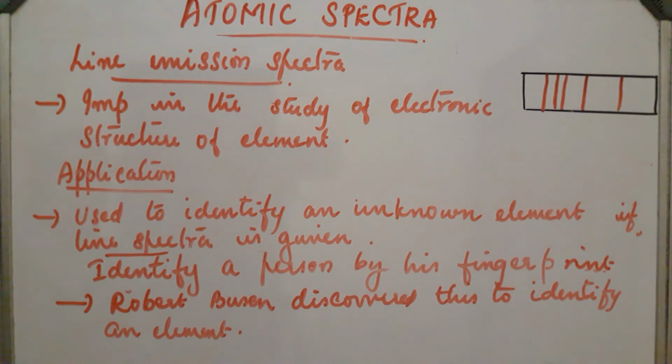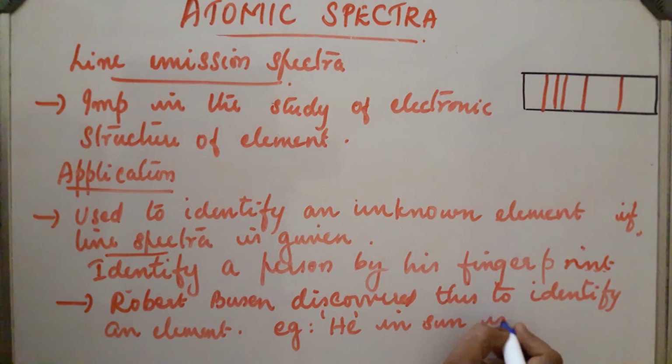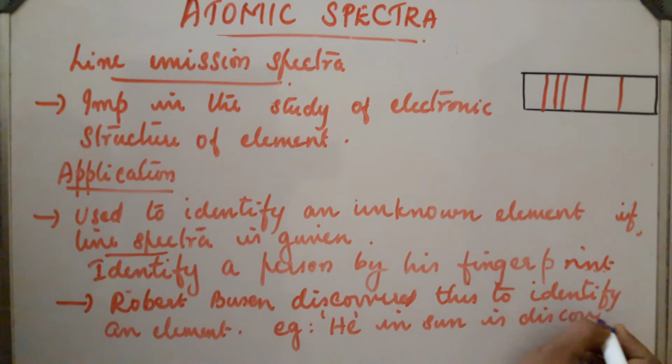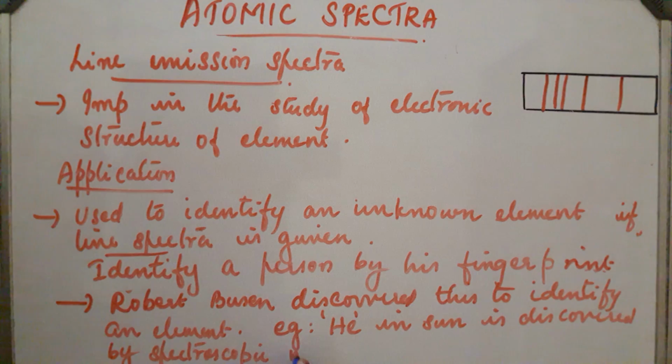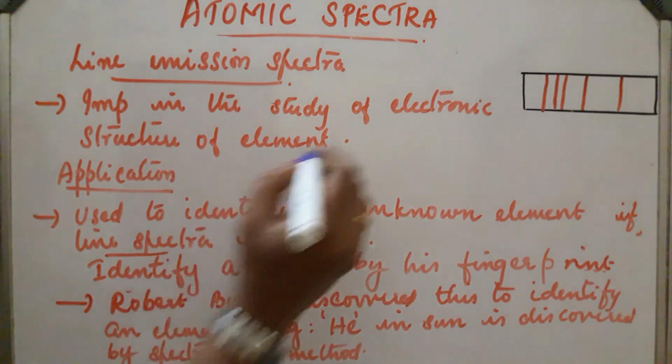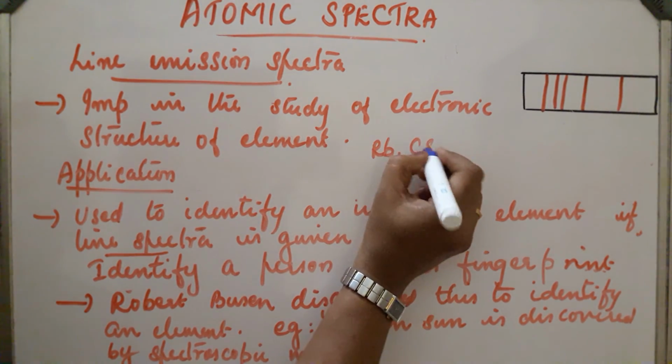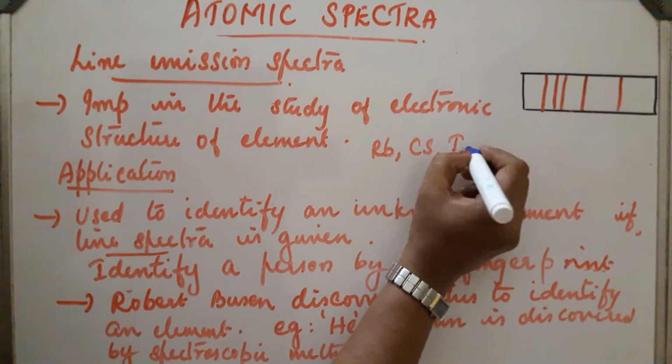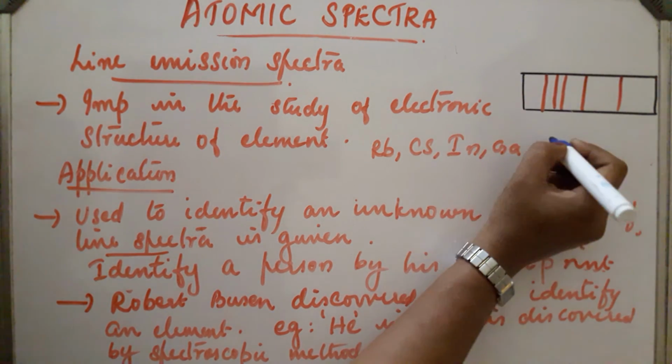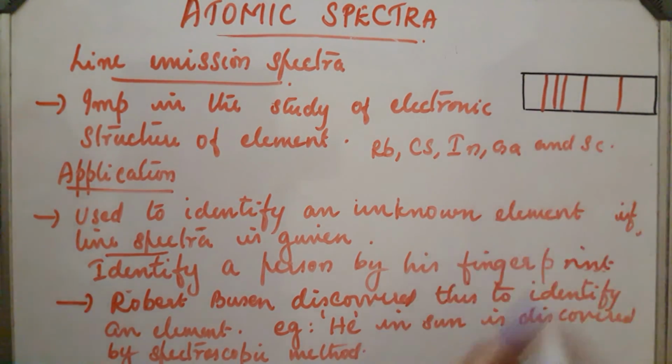So, for example, helium in the sun was discovered by the spectroscopic method. Lots of other elements like rubidium, cesium, indium, gallium, scandium, etc. were identified by using this line spectra.